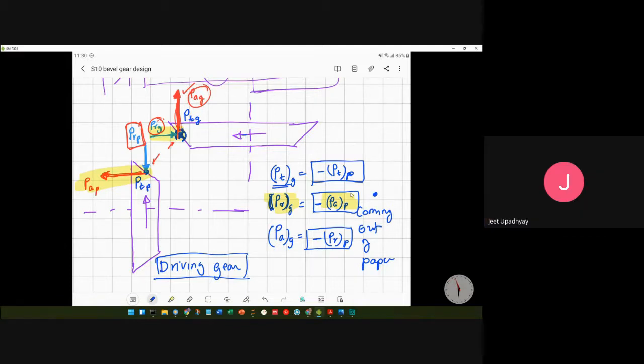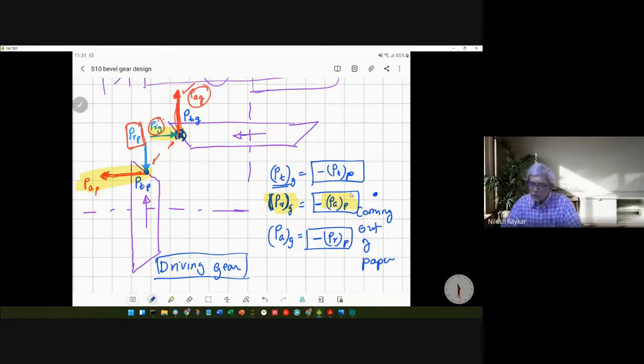Hello, sir. Yeah, Jit. Yes, sir. Sir, my question is that if we have three gears, on the right hand side similar to this, will the middle gear have PTG1 and PTG2? Because PTG1 will act on the left and PTG2 will obviously act on the right hand side. Do we add that and then do the calculation, or do we have individual calculation on the left hand side and individual calculation on the right hand side?